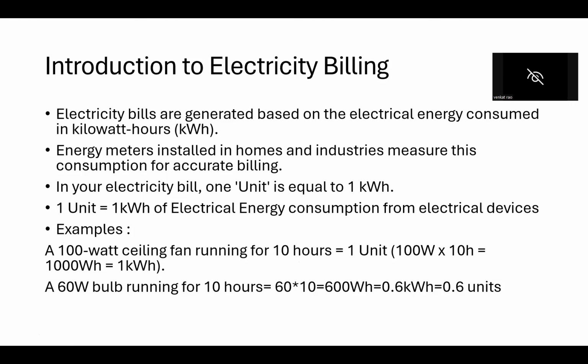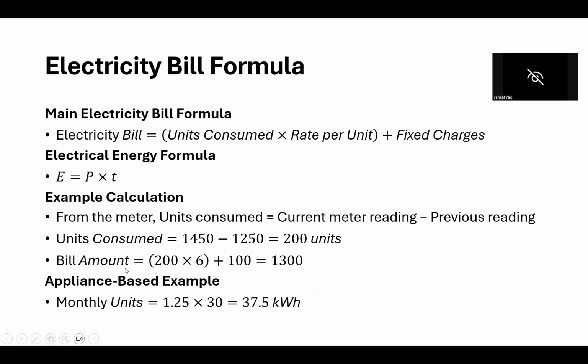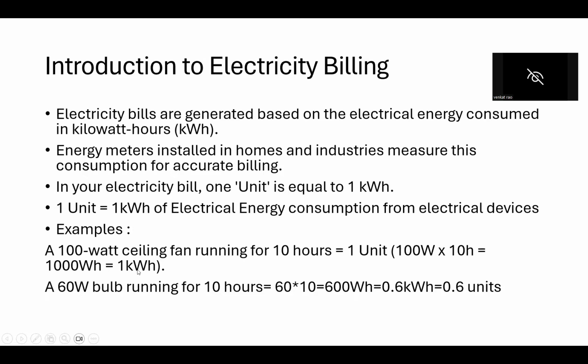So now we can calculate energy consumption by using the same formula, P into T. So that is nothing but P, that is 100 watts, into T, how many hours? 10 hours. So 100 into 10, which is equal to 1000 watt hour. So we know that 1000 watt hour can be represented as 1 kilowatt hour. So 1 kilowatt hour of energy means 1 unit of electricity consumption.